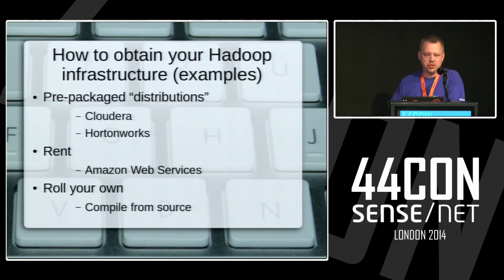How do you get a Hadoop cluster? My recommendation, if you're running this at home, is to get one of those pre-packaged distributions. Cloudera has one, Hortonworks has one, there are several others. You can also rent them using EMR from Amazon. That's a really cost-effective way to do it. Or if you really want, you can compile it yourself. Not recommended unless you want to actually improve the Hadoop ecosystem itself. If you just want to use it, go for a pre-package or rent it.